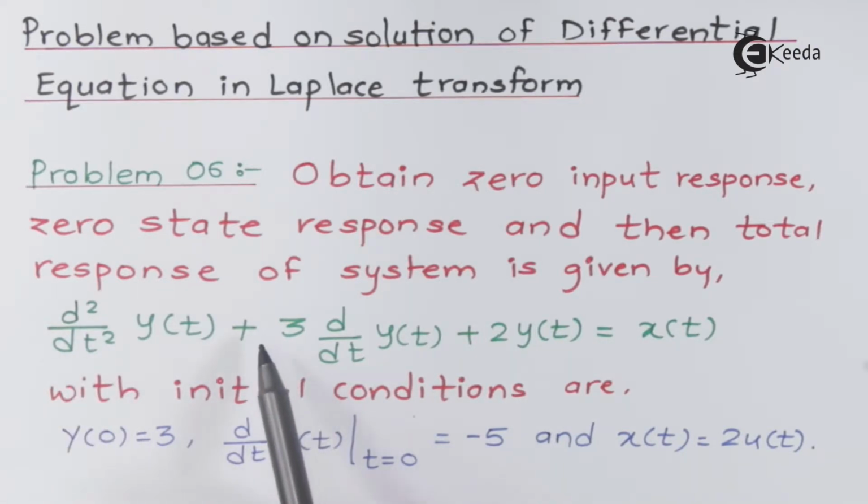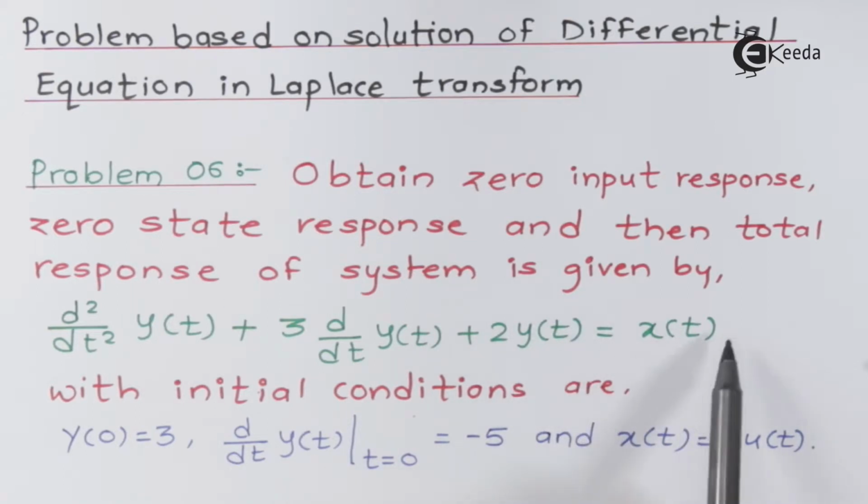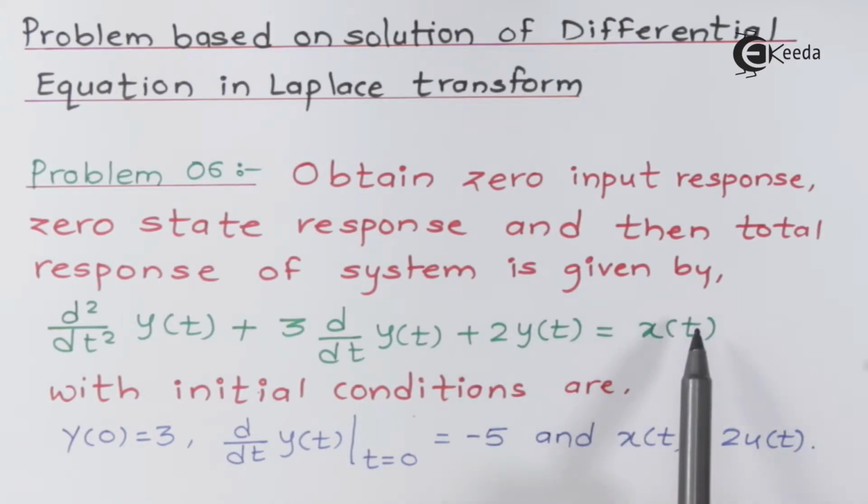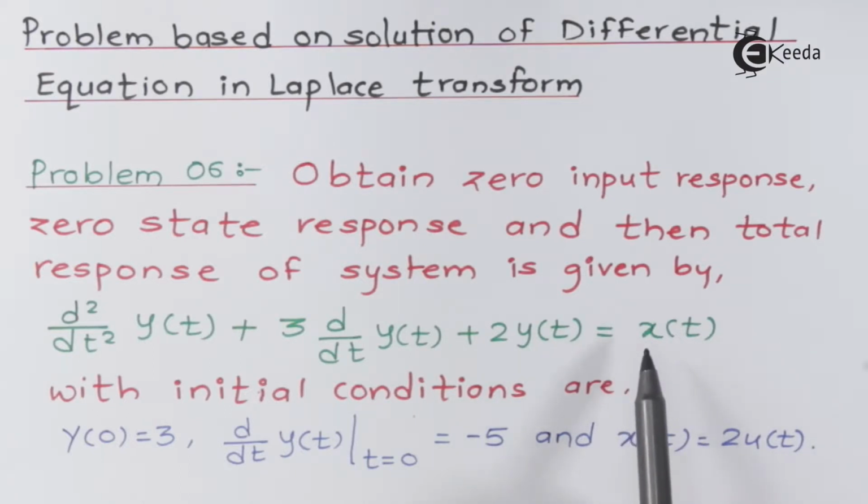Now look at it. The next one is plus 3 d by dt of y of t, that is a first order differentiation. And the last we have 2y of t equals x of t. Here u of t or r of t is not mentioned. If u of t is mentioned, it means the unit step signal is given in the question. If r of t is mentioned, then please listen carefully. Most of the times they will give you r of t instead of x of t, where r of t is specifically mentioned as a ramp wave. If it is not mentioned, then they will give you r of t as a unit step also. R of t is just a function, it is not a ramp wave.